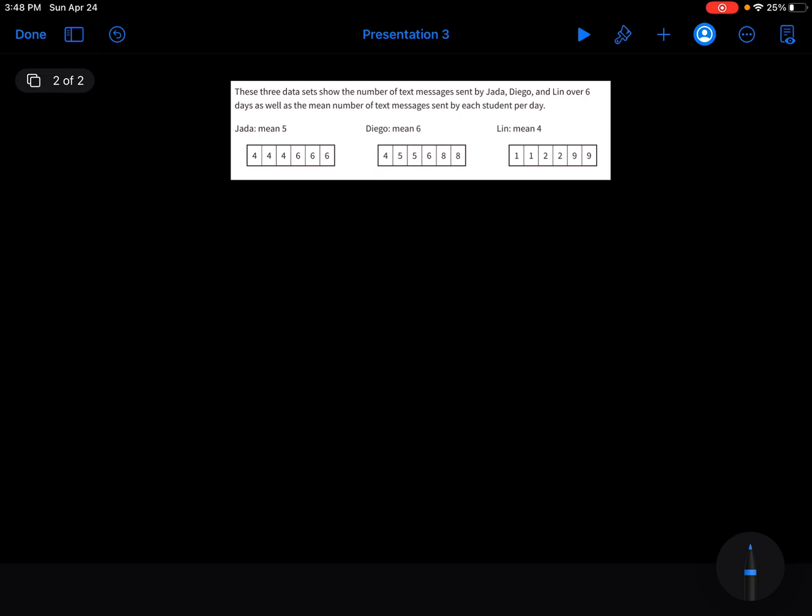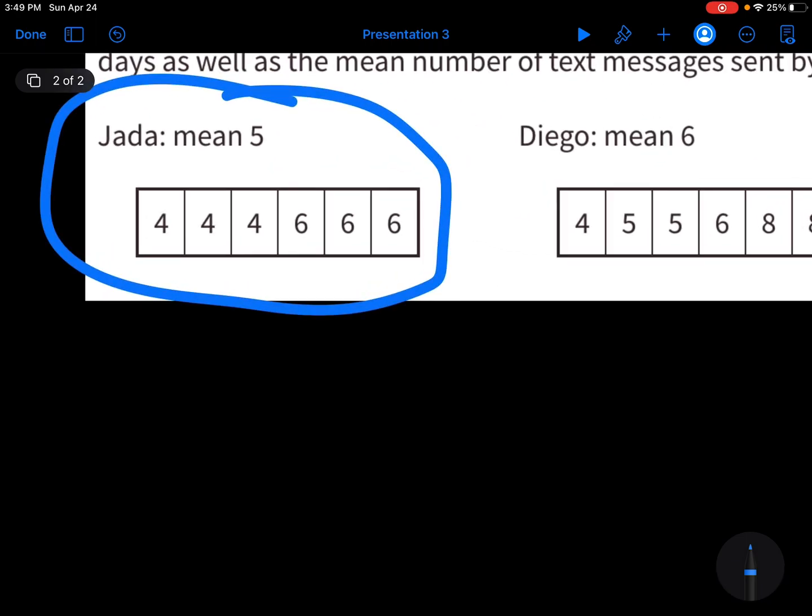It says there are 3 data sets, and Jada's mean is 5. So we know that they added up those numbers and then divided by 6 to get the mean of 5. To find the mean absolute deviation, I subtract each of the numbers from 5. My goal is to figure out how far each of these numbers is away from 5. So 4 is 1 unit away from 5, and 6 is 1 unit away from 5. Each of them is 1 unit away from 5.